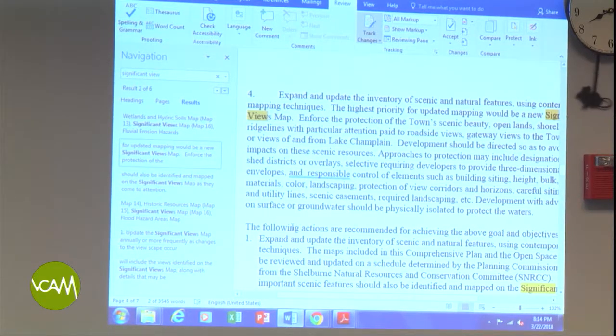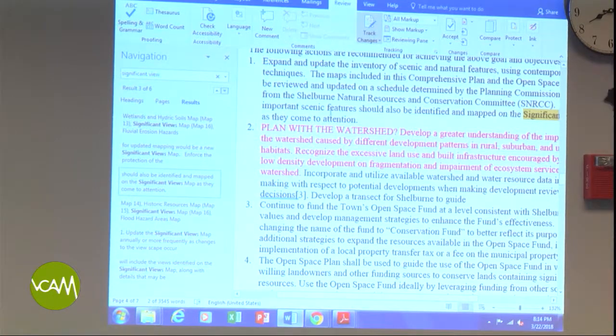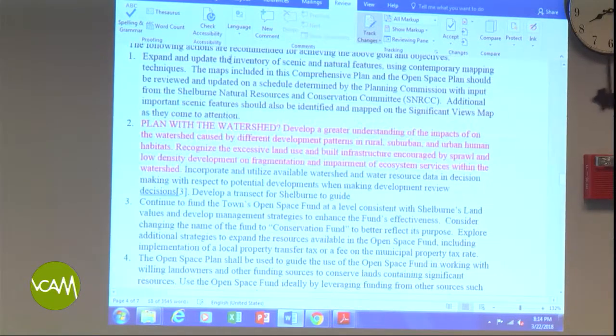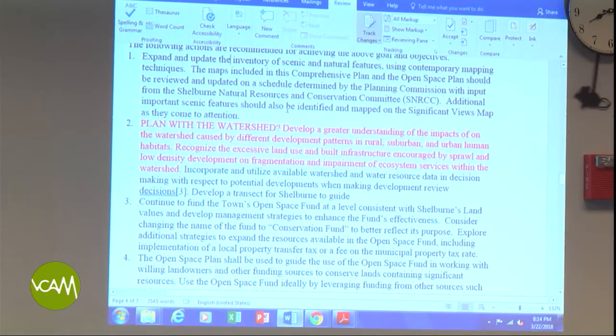We had a specific thing about how frequently it should be done. Is it the kind of thing that could be updated with an intern over the summer or something like that? Yeah, or even as we see development review permits for something that does intrude on that, we update the map to reflect that.